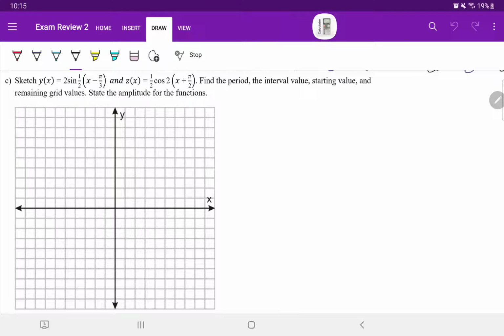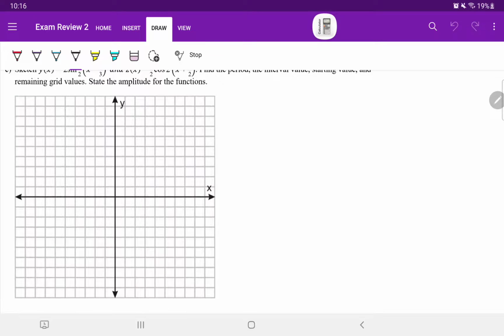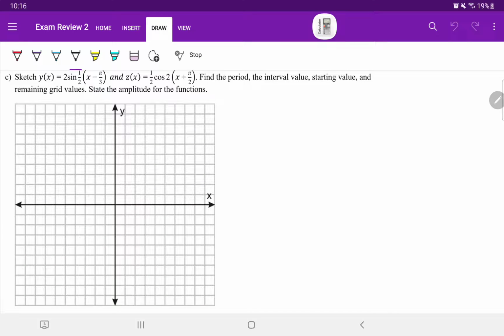Guys, we're going to sketch function y of x and z of x in this next one. Now, y of x equals 2 sine of 1/2 times x minus pi over 3. And we want to find the period, the interval value, the starting value, and the remaining grid values. And then you want to state the amplitude for the function.